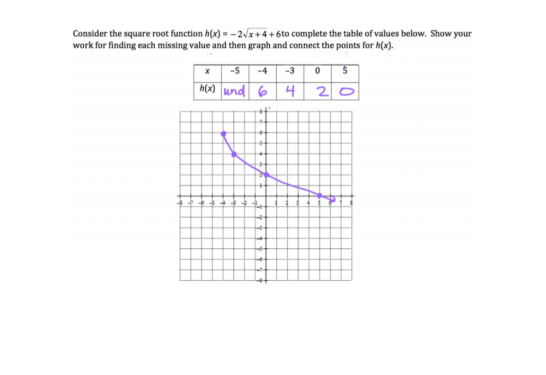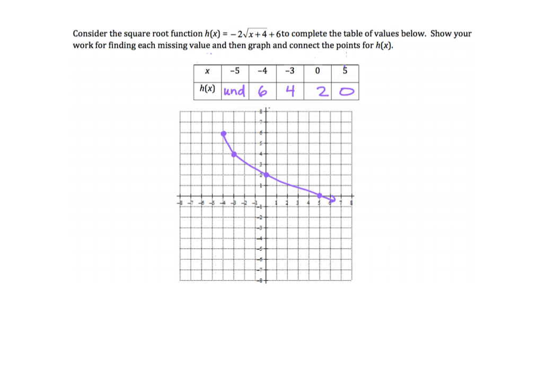Here are the answers. I want you to notice that all of these numbers come out to be very nice numbers: 6, 4, 2, 0. I don't have a radical that can't be simplified in one of them. So how can we pick these values so that they come out to look pretty?